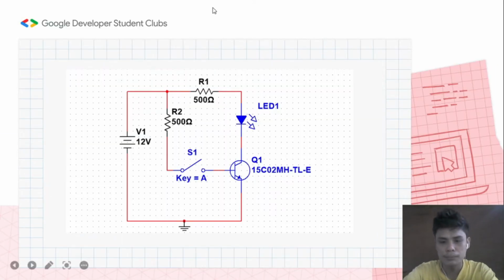So this time we have a sample circuit. We have a 12 volts battery source, 2 resistors, and 1 transistor, and then we have an LED or light emitting diode.